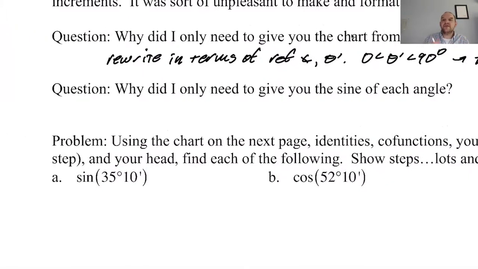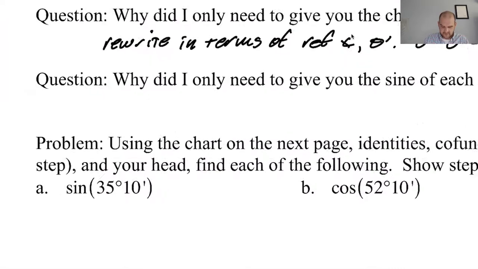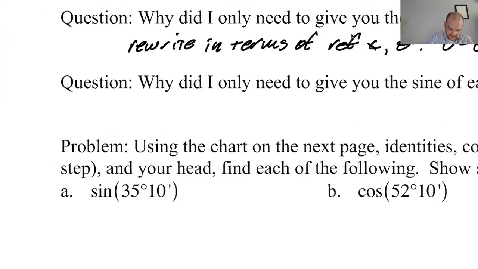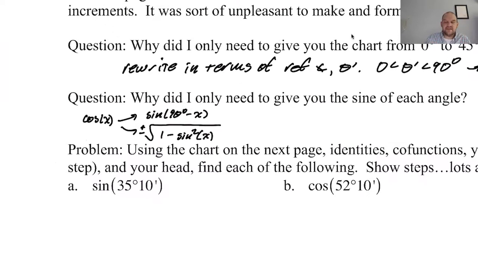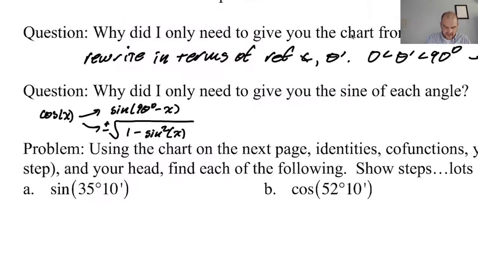So think of all the relationships that you know, right? If you have cosine of x, you can think of it as the sine of 90 minus x. That's one option. Or you can think of it as plus or minus the square root of 1 minus the sine squared of x. Either of those work, which means that anything can be written this way, right?